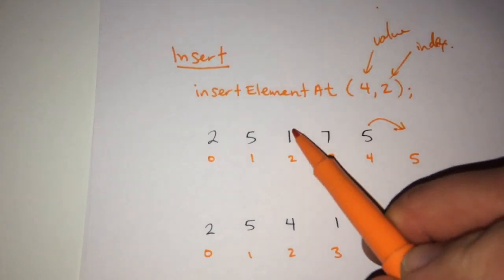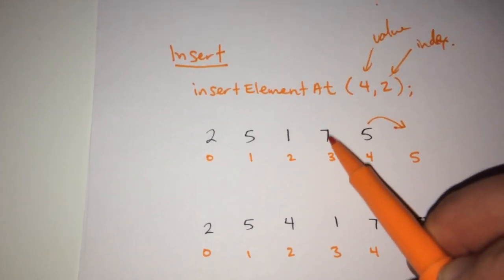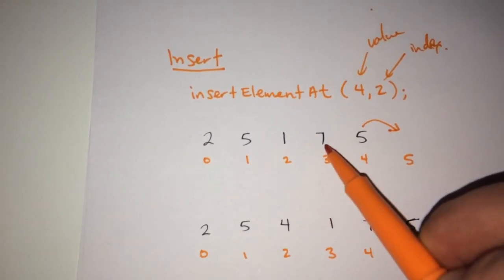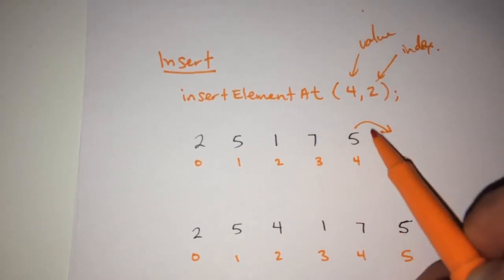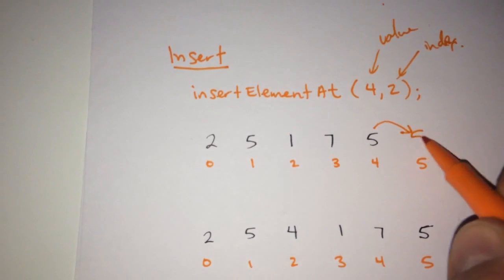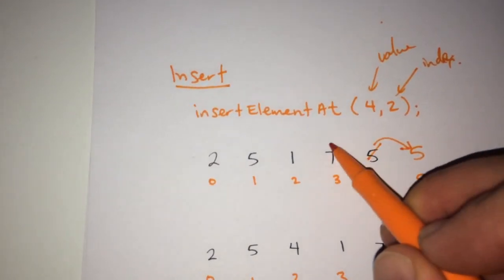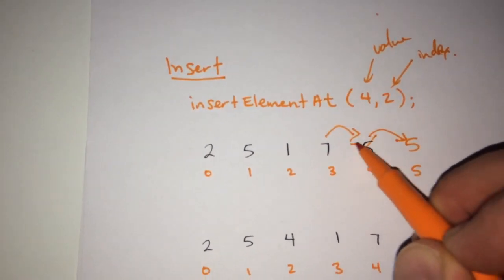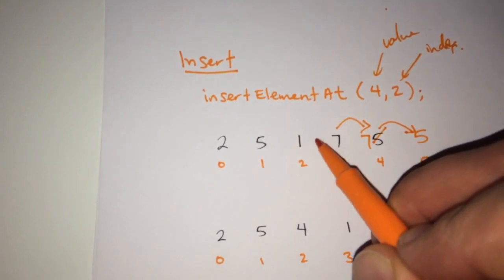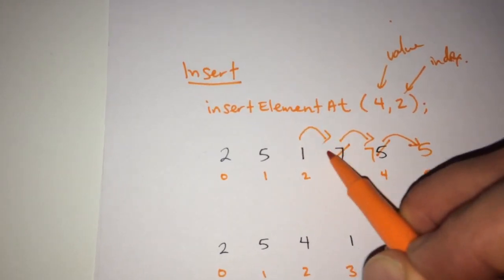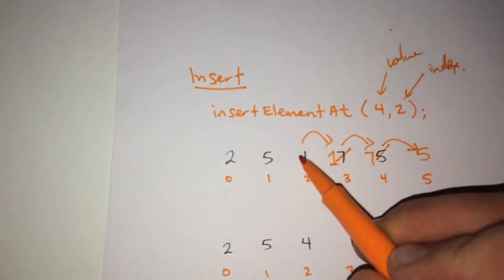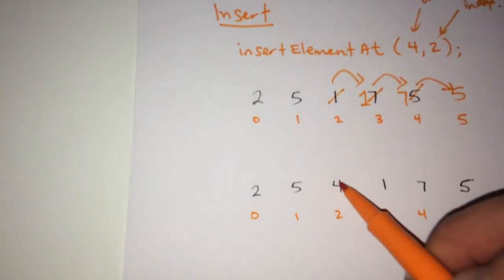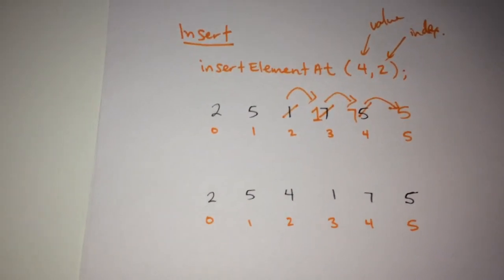If you started here and moved this value over, you're going to overwrite this 7 with the 1. And then you won't have the 7 anymore to use to bump up further. So you have to do it like this. You move the 5 there, and then you move the 7 here, and then you move the 1 here. So you have to work backwards through the array, and then this you can get rid of and turn into a 4. So you've got to do it in that order.